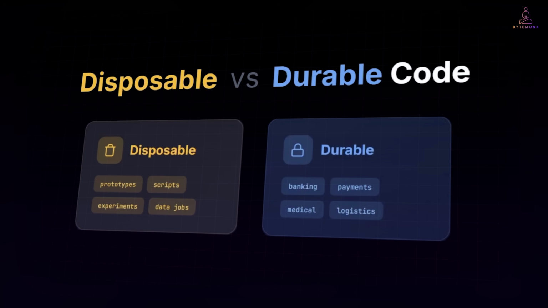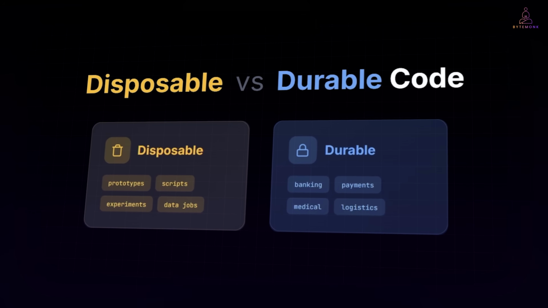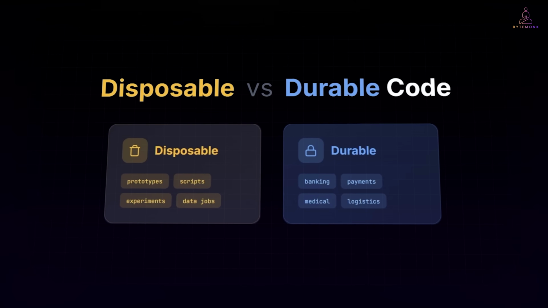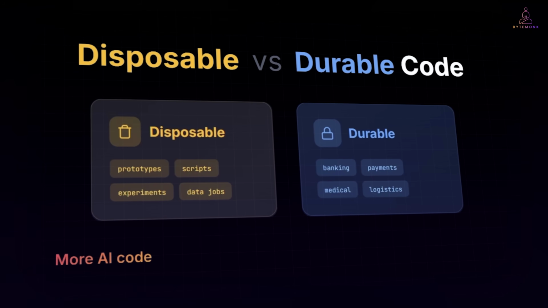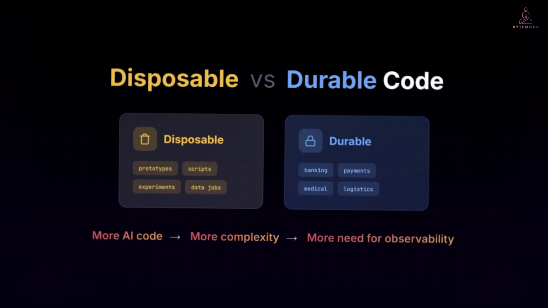But then there is the code that runs the world. Banking systems, payment processing, medical records, shipping logistics. This is durable code. It can't just be regenerated when it breaks. It has contracts and dependencies. When it fails, real money is lost. Real people are affected. And here is the key insight. As AI generated code floods into code bases, the complexity of durable systems increases.